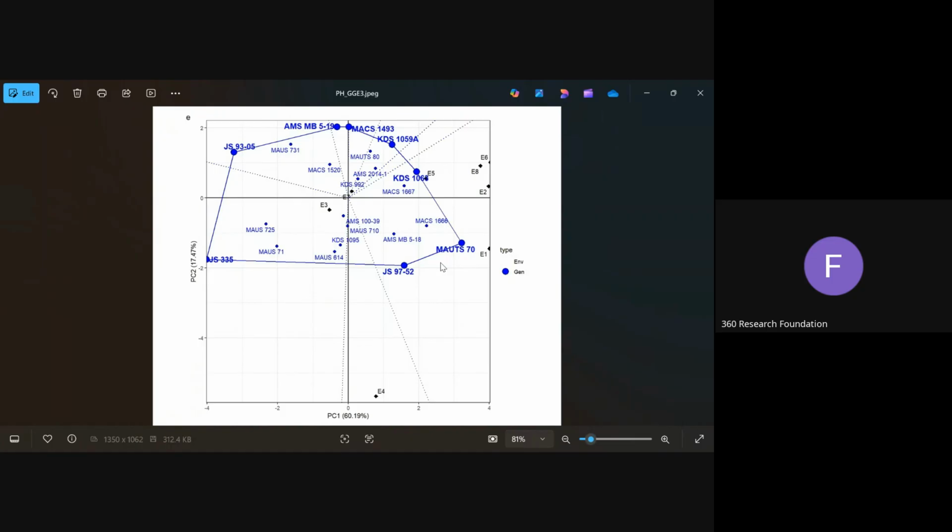Is it what Dr. Saab is telling, whether it is there or what? It is nearer to E4, near E5 environment, but it is more stable. But we are looking for the best, more responsive genotypes here.